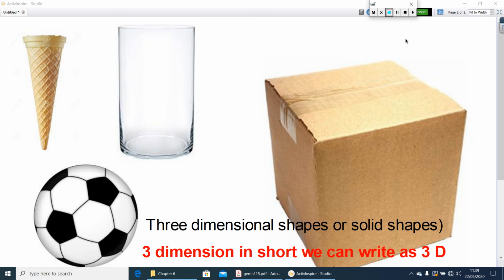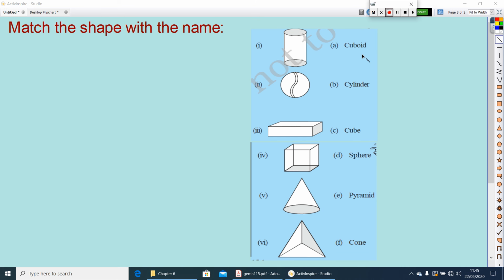Last year in class 6, you came across so many three-dimensional figures. Let us have a check on it. Match the shape with the name. The first figure, you know what this figure is called. Yes, it is a cylinder. What shape is the second one? It is a sphere.